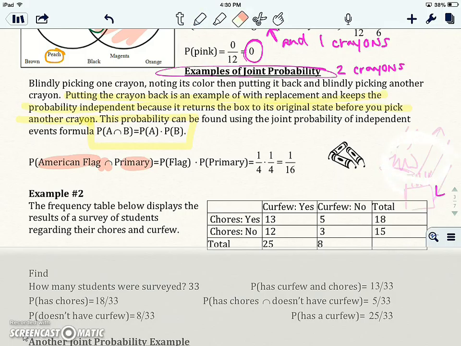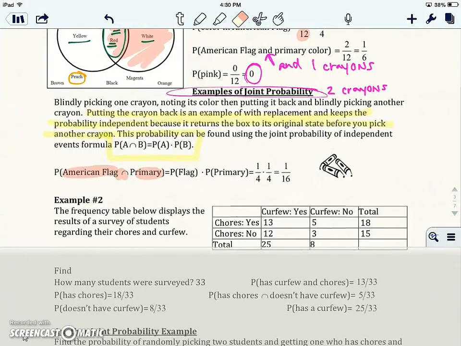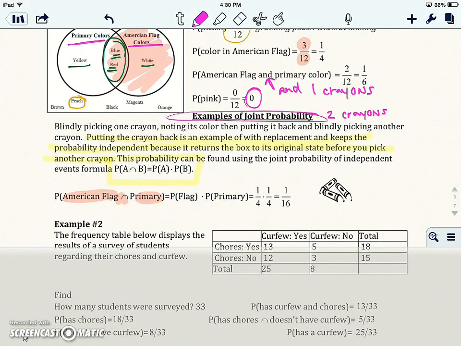Okay? So, probability of getting a flag color, again, there are 3 flag colors, so 3 out of 12, or 1/4. There are also 3 primary colors. If you multiply them together and simplify, you get 1/16.